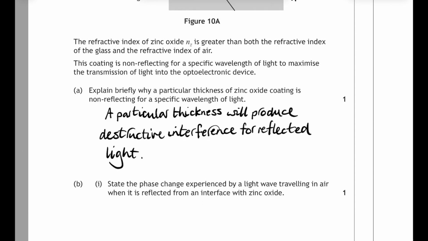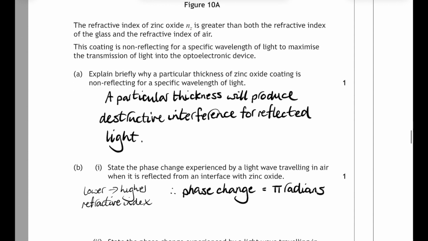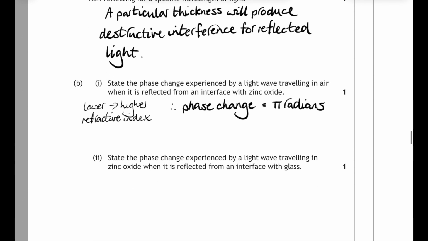B part 1, state the phase change experienced by a light wave travelling in air when it's reflected from an interface with zinc oxide. Well, the zinc oxide's got a higher refractive index than the air, and you should know that when light goes from a lower to a higher refractive index, then it experiences a phase change of pi radians. And if you don't know what that means, then have a look at my video on thin film interference.